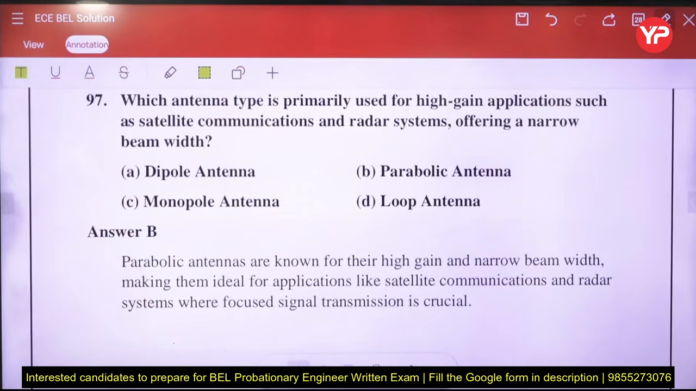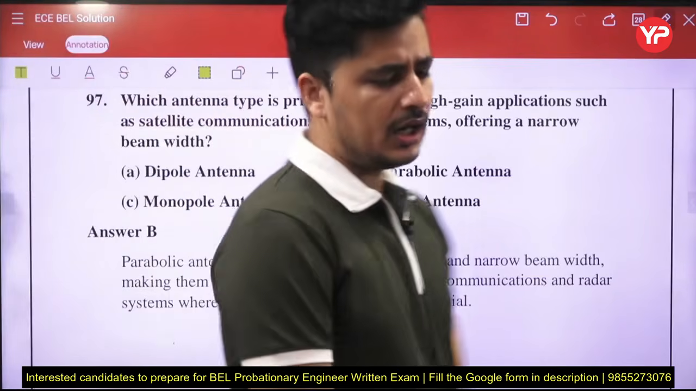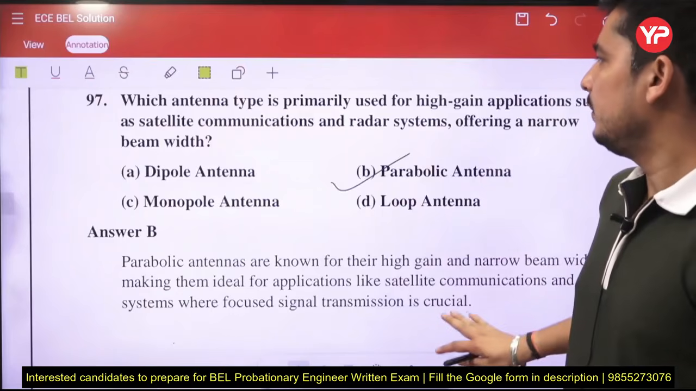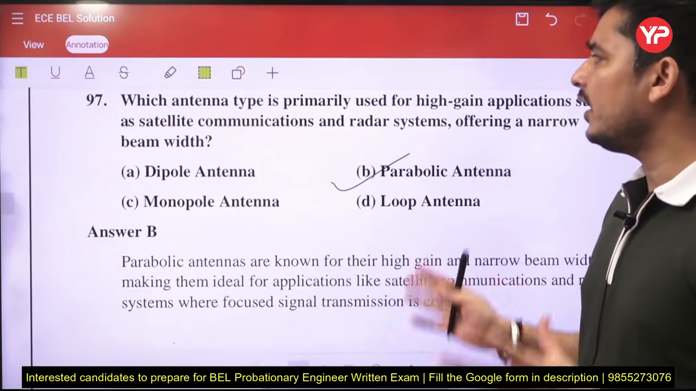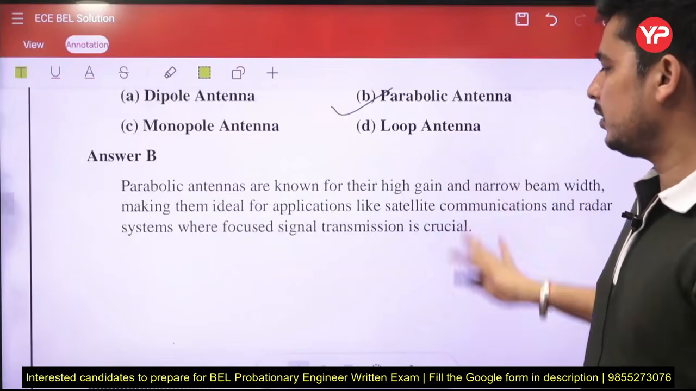Which antenna type is primarily used for high gain applications such as satellite communication and radar systems, offering a narrow beamwidth? That is a parabolic antenna. We generally see that all satellite transmission, radar and everything will be done by this parabolic antenna, right? Why? Because it offers high gain and a narrow beamwidth in a particular region.